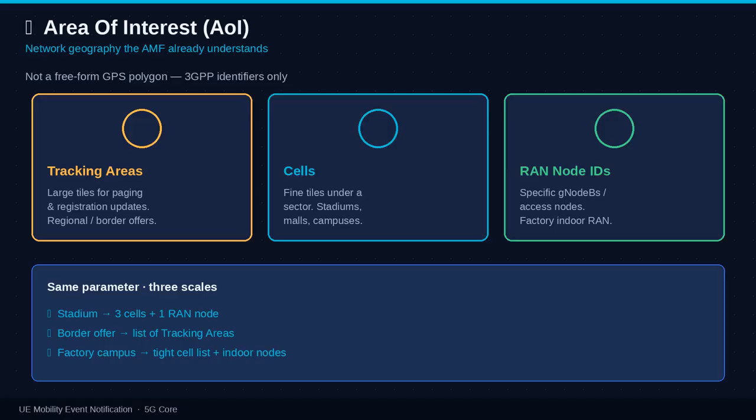You compose an AOI by listing the tiles that matter for your use case. Example: a stadium event might be 3 cells and 1 RAN node. A regional roaming offer might be an entire list of tracking areas along a border. A factory campus might be a tight cell list plus the indoor RAN nodes. Same parameter, 3 scales. The AMF's job later is presence detection against exactly this list, not against an arbitrary map the consumer drew in an app. That is why AOI is defined in 3GPP identifiers, so monitoring stays consistent with how mobility is actually managed.